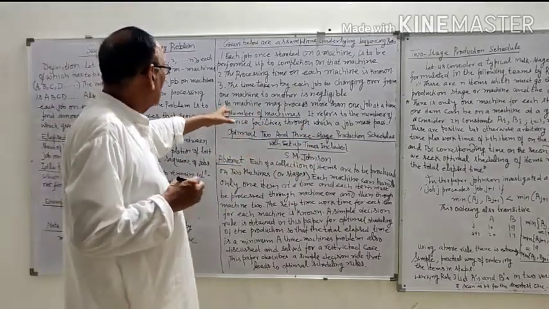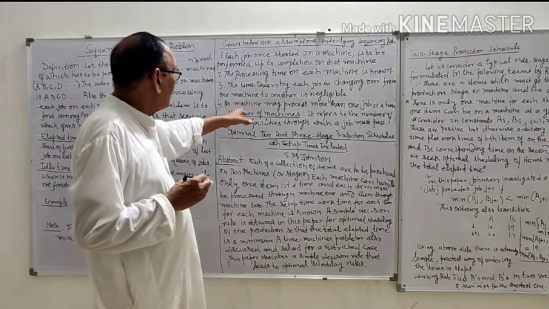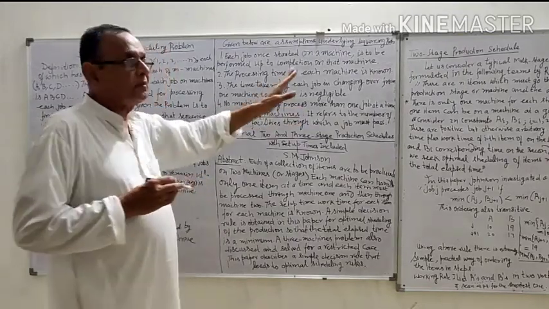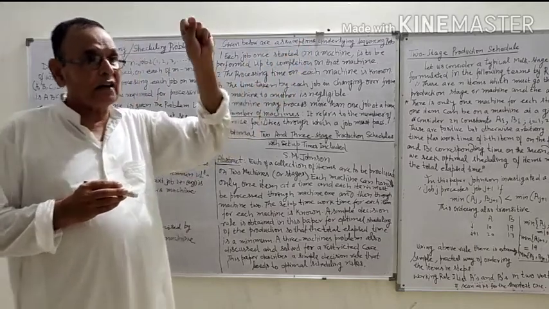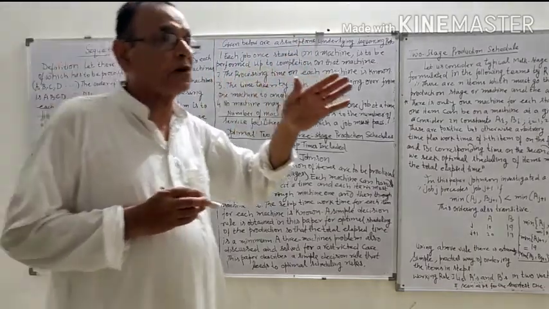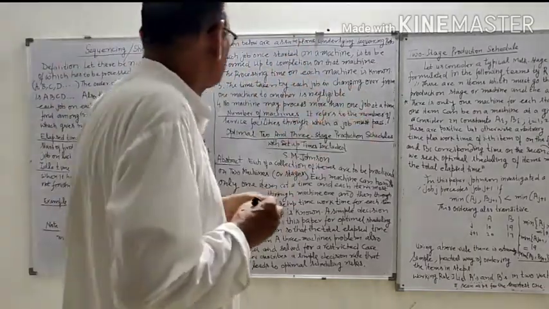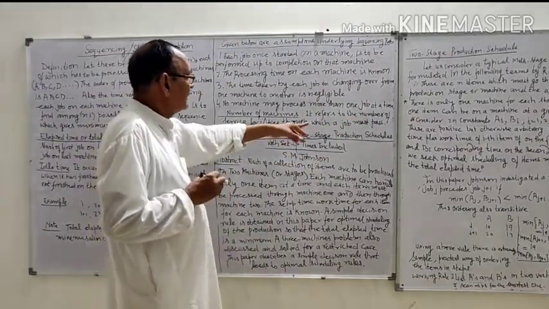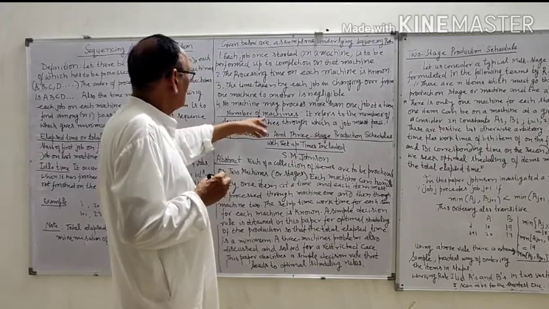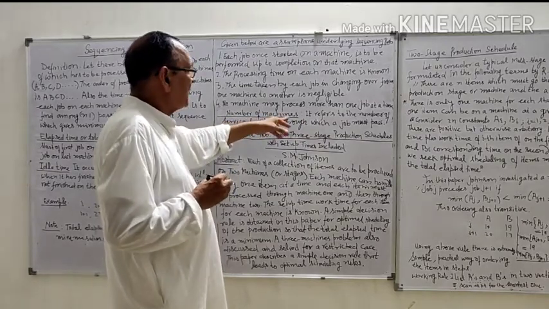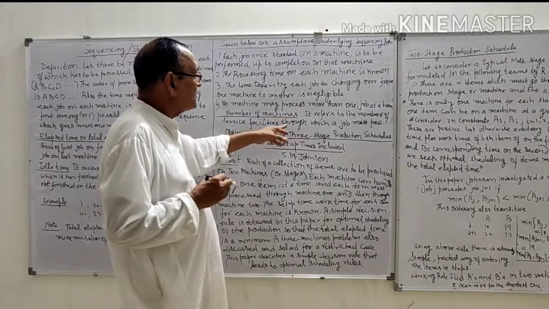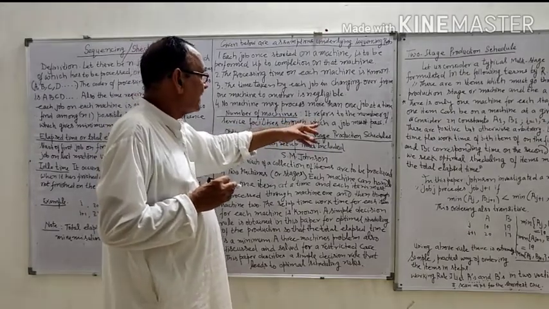Then, no machine may process more than one job at a time. Only one job can be processed at a time on a machine. And then, here is one definition: number of machines. It refers to the number of service facilities through which a job must pass.